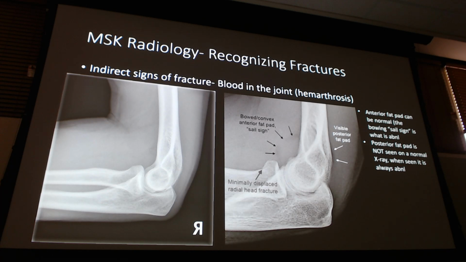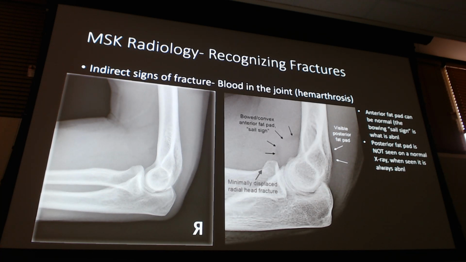Anterior fat pad sign is normal. Posterior fat pad is never normal. You should never see a posterior fat pad on an x-ray. If you do, there's likely a fracture in that elbow, more commonly in the radial head, and I have it arrowed because look at how minuscule that is. So do I expect you to pull out that fracture on an x-ray on the exam? Not something that small, but if you saw the posterior fat pad sign, you know there's a fracture, right? Pulling out the posterior fat pad sign is important.